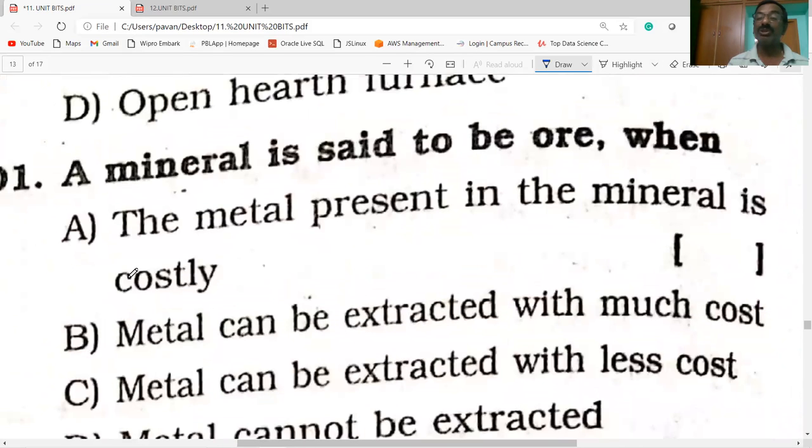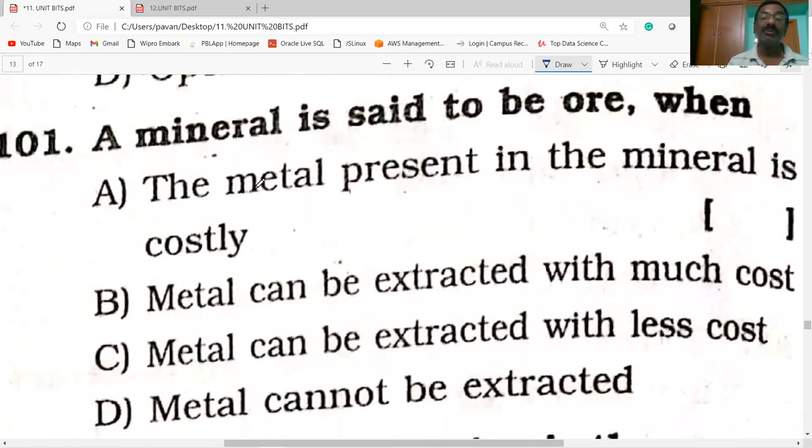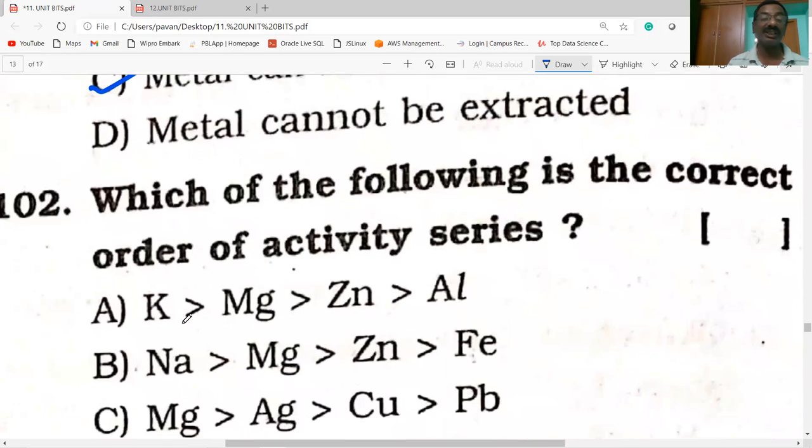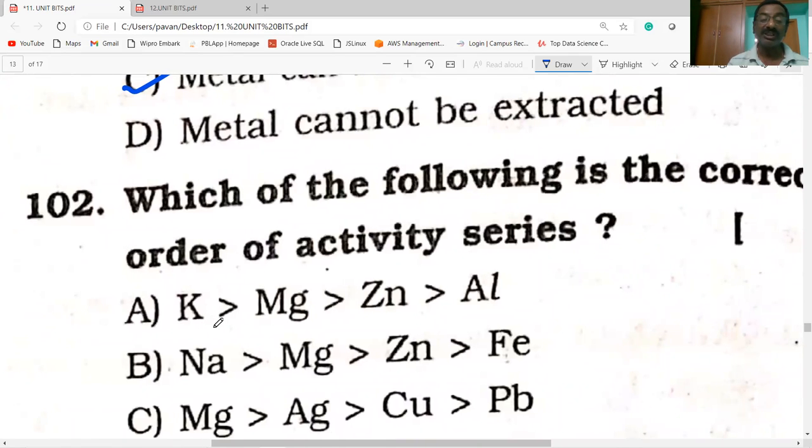The mineral is said to be ore when the metal present in the mineral is costly, metal can be extracted with much cost, or metal can be extracted with less cost. When the metal can be separated from the mineral at less cost, it is called an ore. Which of the following is the correct order of activity series? Potassium greater than magnesium greater than zinc greater than aluminum.